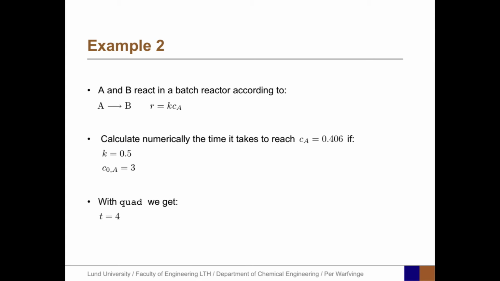So in summary, we had a reaction, A yields B, we had a certain value of K, and we calculate how long it would take to go from a concentration of 3 to a concentration of 0.406. And quad told us it takes 4.